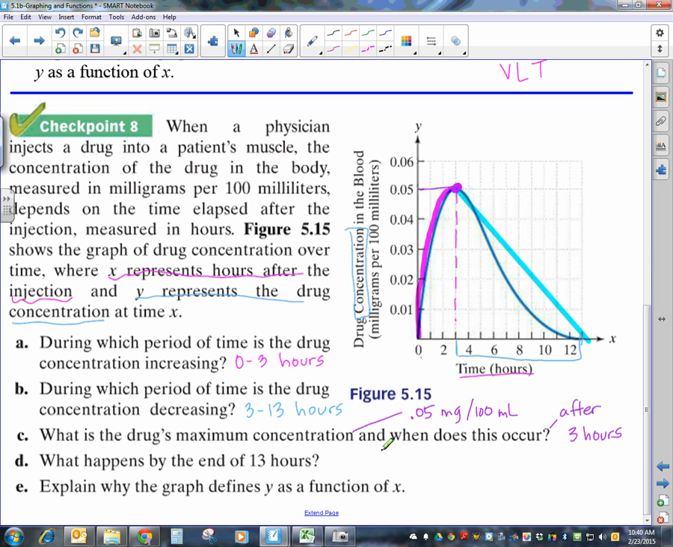What happens by the end of 13 hours? At the end of 13 hours, this is my graph right here. So what's happening is we say that the drug is out of the body because there's 0 concentration. The drug is out of the system, out of your body, however you want to call that. Now, again, the last one, explain why the graph defines y as a function of x, because it passes your vertical line test.